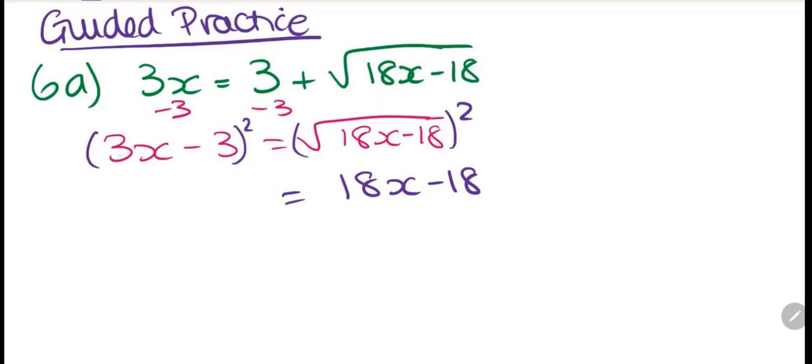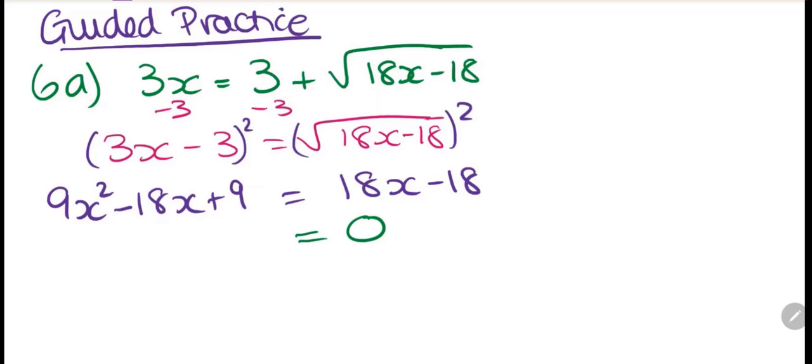So we have 3 squared, so that's 9x squared. And 3 times 3 is 9, and 9 times 2 is 18. So this is going to be minus 18x, and minus 3 squared is going to be plus 9. So the next thing I have to do is put everything on the same side and make it equal to 0. So I'm going to add minus 18x from both sides, and I'm going to add 18 to both sides.